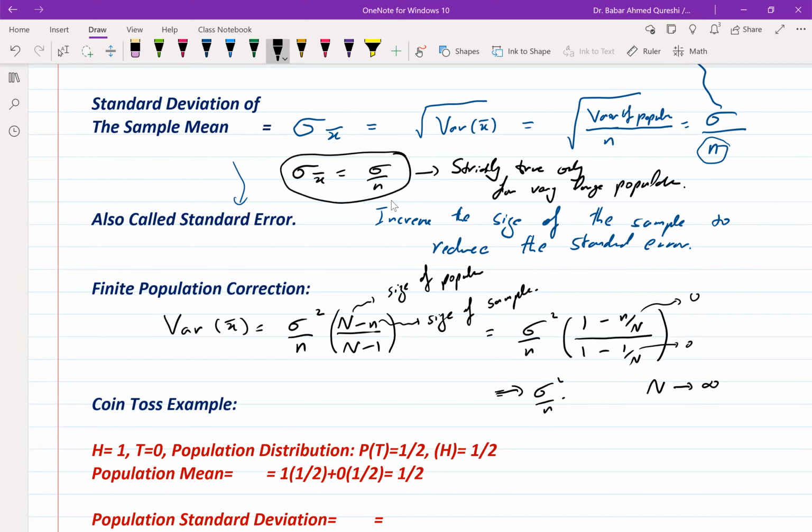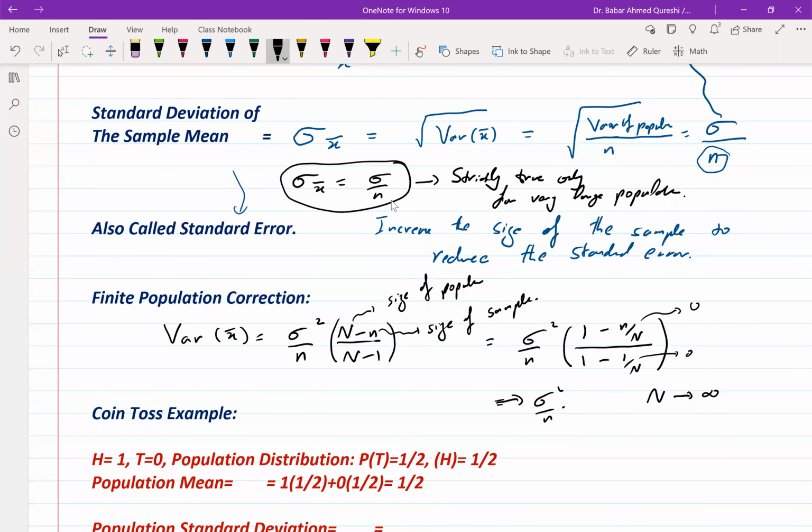But if they're very close, like in our example, we had 6 members and we were picking samples of 3, then if you want to get a good idea of variance, you should actually be using this exact formula if they are close to each other.